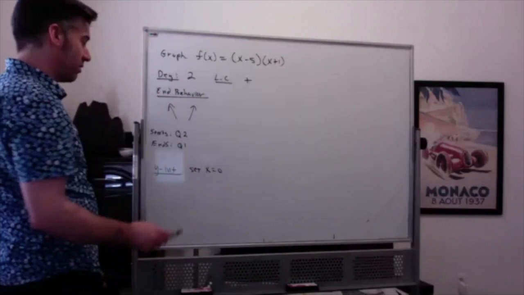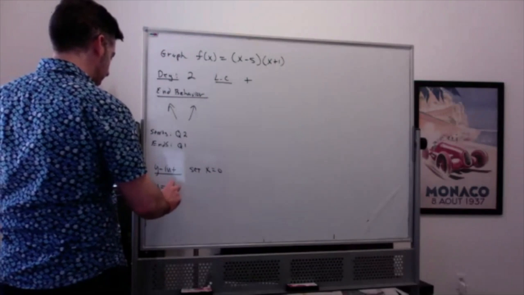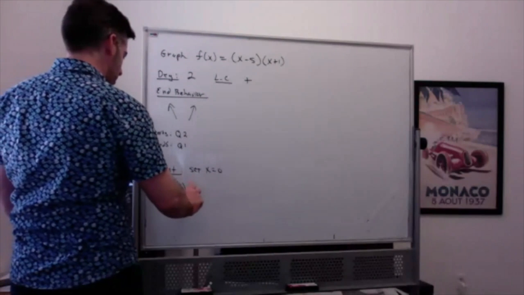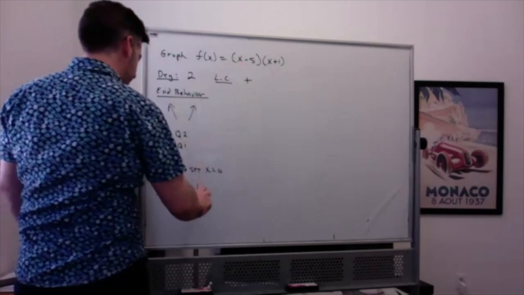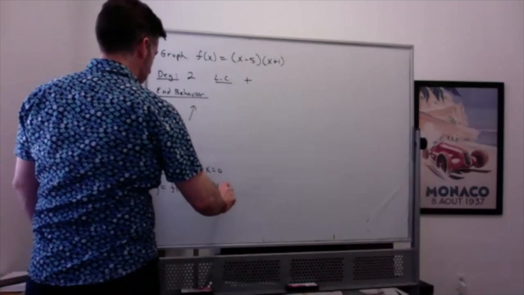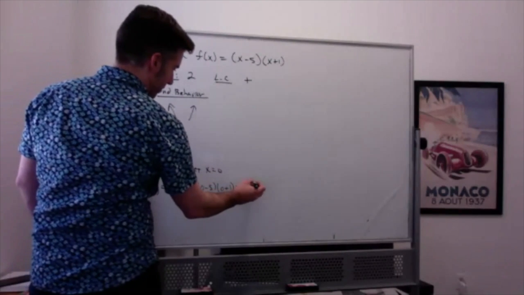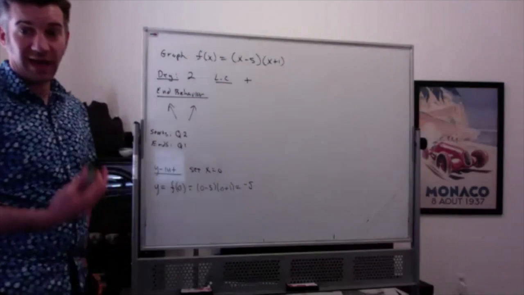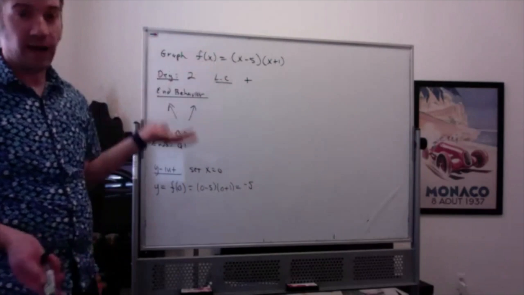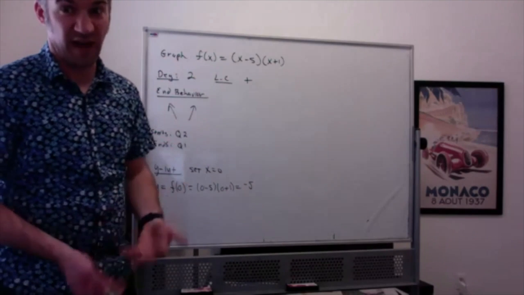If we set x equal to 0, y is going to equal f of 0, which is 0 minus 5 times 0 plus 1, which is negative 5 times positive 1, which is negative 5. And then we can find the x-intercepts by setting each of the factors equal to 0, which is why we want it in the factored form.